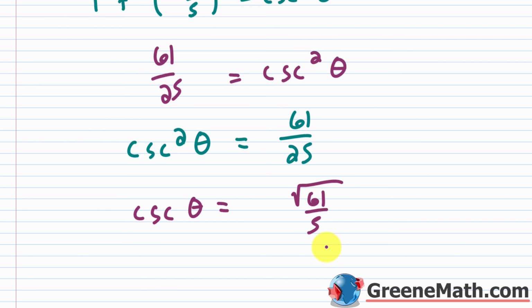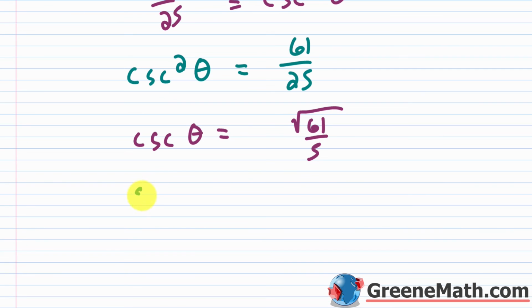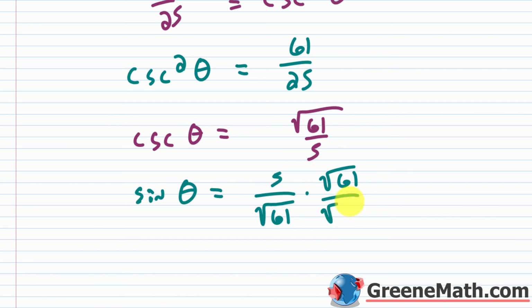Now, if I want the sine of theta, it's the reciprocal of the cosecant of theta. So the sine of theta would be equal to, I'm just going to flip this and say this is 5 over the square root of 61. You would rationalize the denominator here, so times the square root of 61 over the square root of 61. So what's going to happen is we're going to get 5 times the square root of 61 over 61.